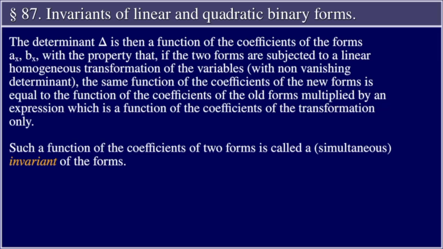The determinant delta is then a function of the coefficients of the forms a sub x, b sub x, with the property that, if the two forms are subjected to a linear homogeneous transformation of the variables with non-vanishing determinant, the same function of the coefficients of the new forms is equal to the function of the coefficients of the old forms multiplied by an expression which is a function of the coefficients of the transformation only. Such a function of the coefficients of two forms is called a simultaneous invariant of the forms.